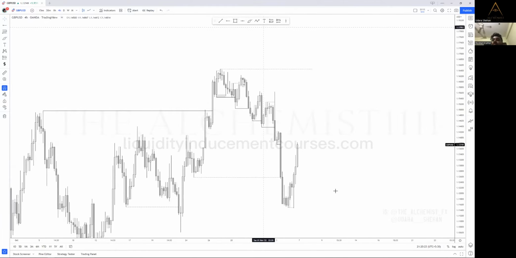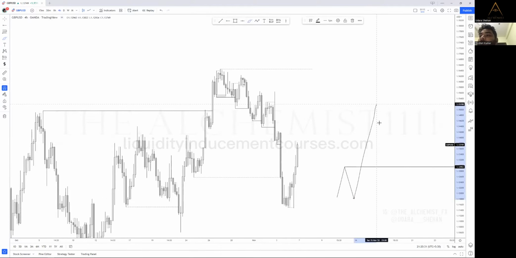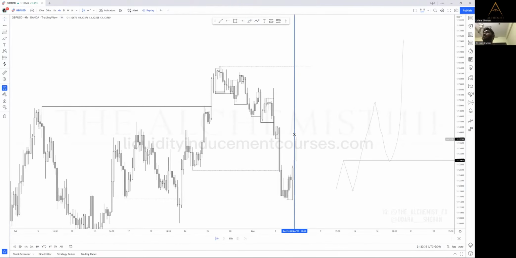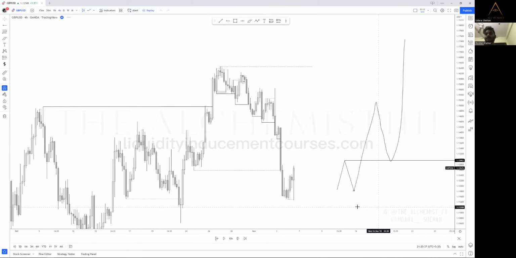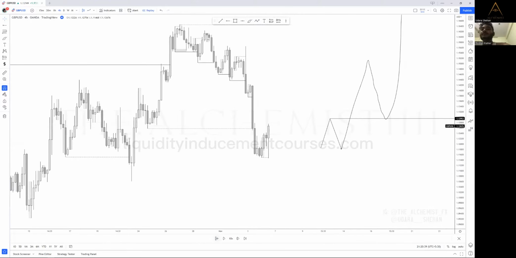Same thing. And once a resistance breaks, what happens? First, it will act as what? A resistance. Once it breaks, you know what happens? It will turn into a support. Let me show you an example of that real quick, in here.